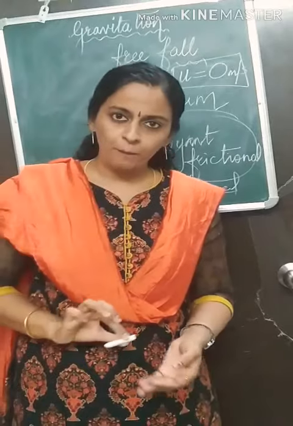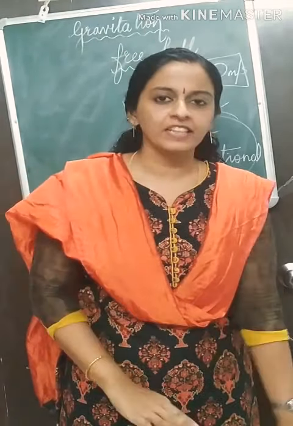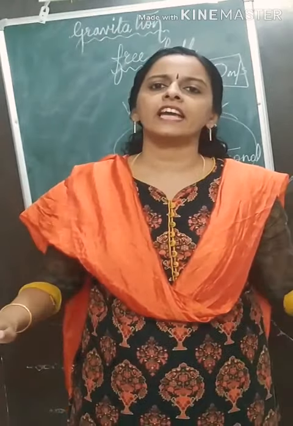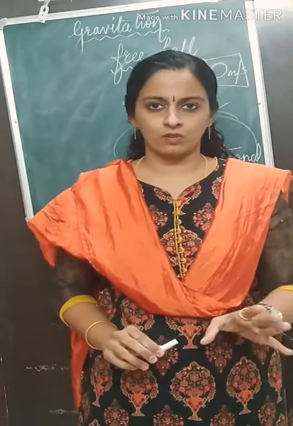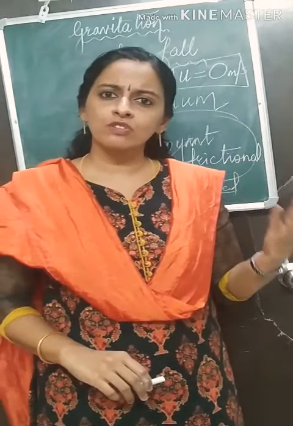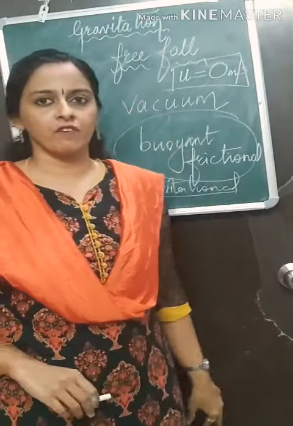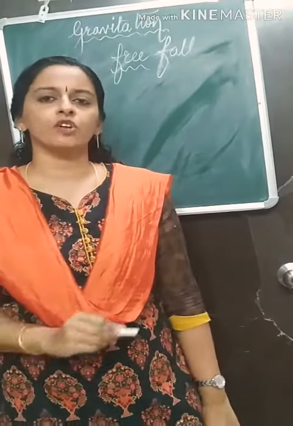As soon as I drop it, what will happen? The velocity increases, and finally when it reaches the floor, again the velocity becomes 0. Understood? Now we will write down how the equations of motion can be written when the object is undergoing free fall. Okay, let's start. So first I want you to write down the definition of free fall.